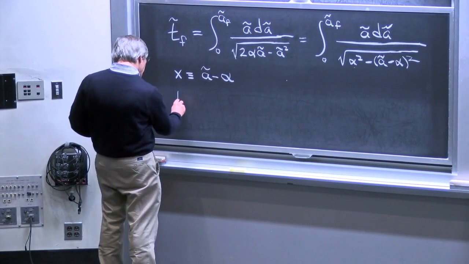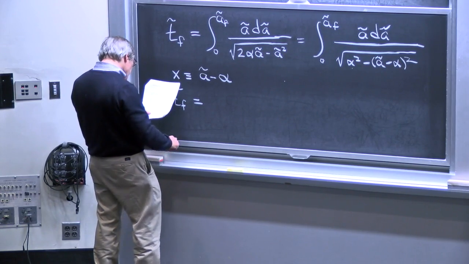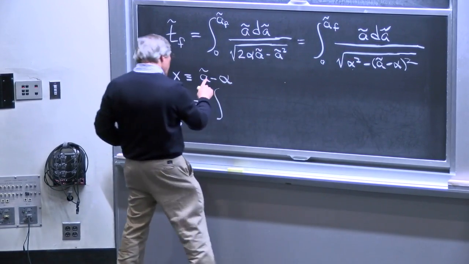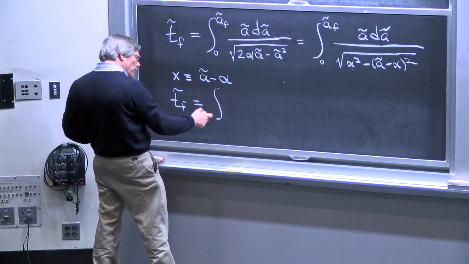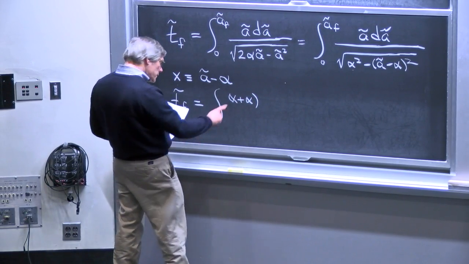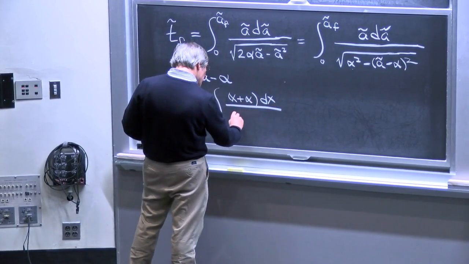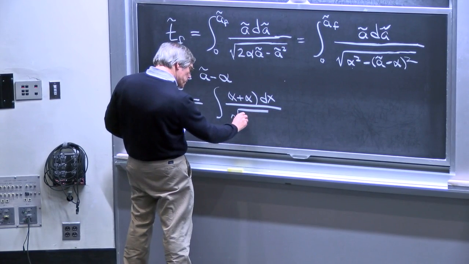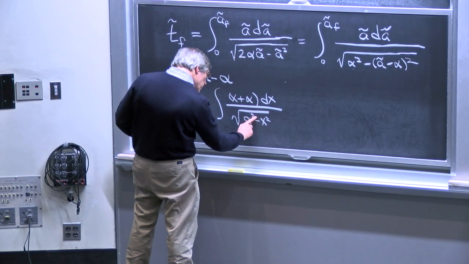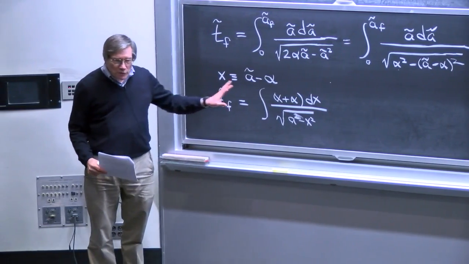So what we get when we do that is t sub f tilde is equal to the rewriting of that integral. And just substituting, the a tilde becomes x plus alpha. So you get x plus alpha where a tilde was. And d a tilde becomes just dx. And the denominator, which was our motivation for making the substitution in the first place, becomes just alpha squared minus x squared. So this is perfectly straightforward.